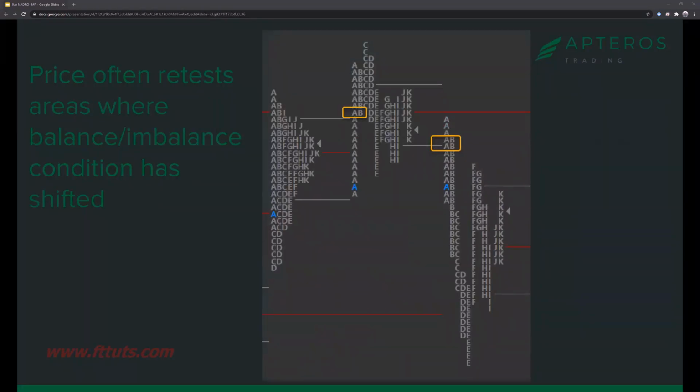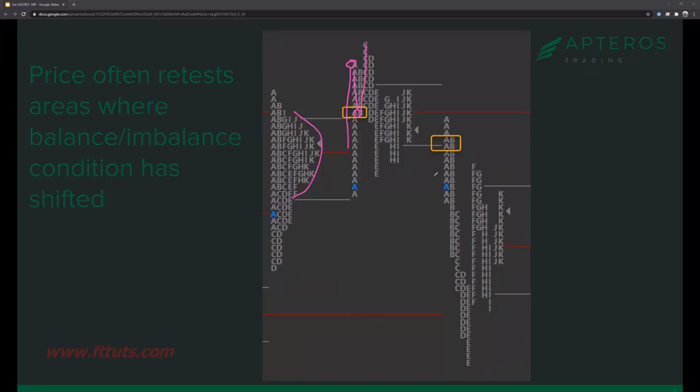Price often retests areas. So we've got our balance. We broke in A period. We went all the way up to here. B period comes all the way back and retests that point of that breakout, and then C period takes us higher. Ultimately, it didn't do much from there, but that's still a good trade.